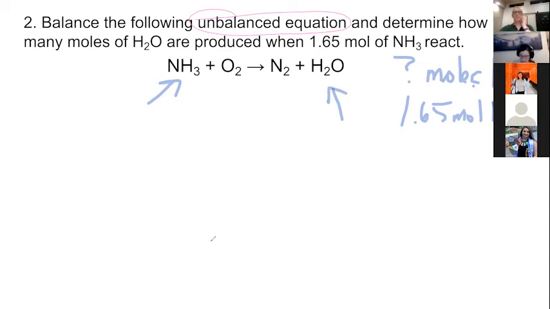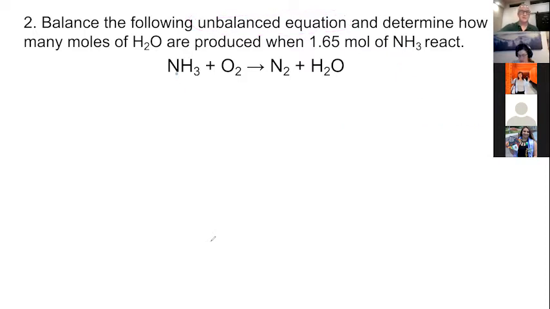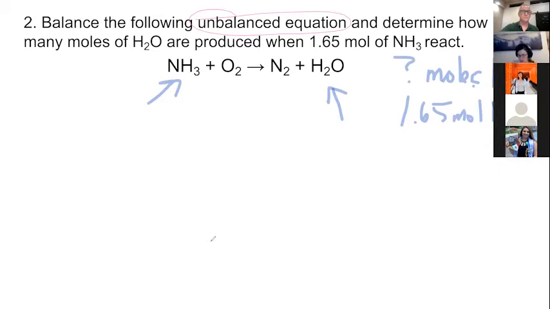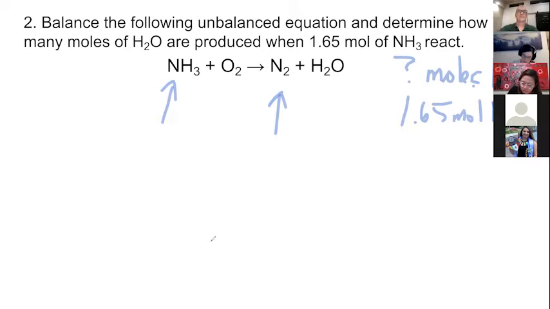So how do we start balancing this reaction? What needs to change? What's not balanced? Nitrogen. Nitrogen isn't balanced, that's right. So we have one nitrogen on the reactant side, but we have two on the product side. And that's because nitrogen is more stable as a molecule by itself.